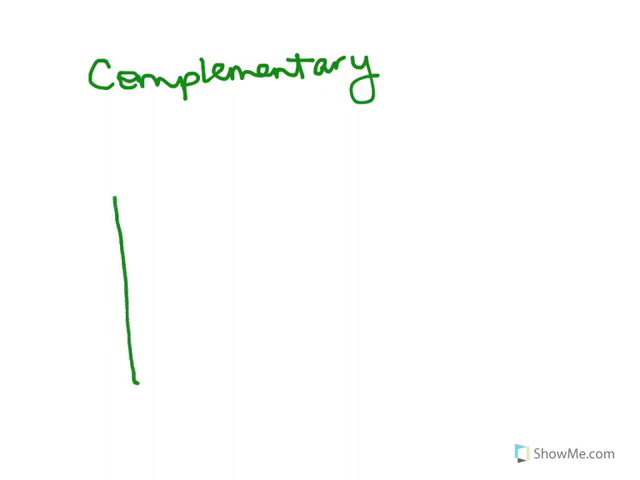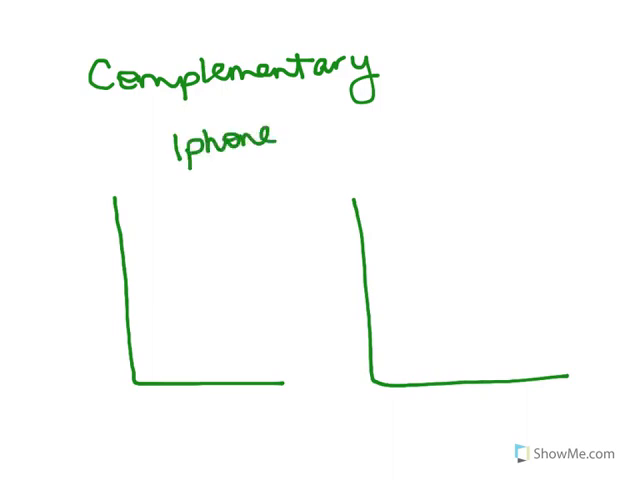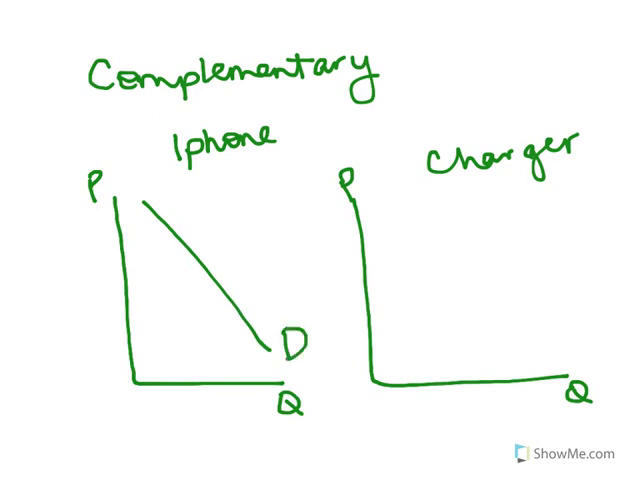So the best example I can think of for complementary goods right now would be like an iPhone and a charger. In other words, I can't use my iPhone unless I have a charger, and a charger is useless to me unless I have an iPhone. In other words, these are two goods that you have to have both in order to get use out of either one of them. So we can construct the demand curves for both iPhones and chargers.